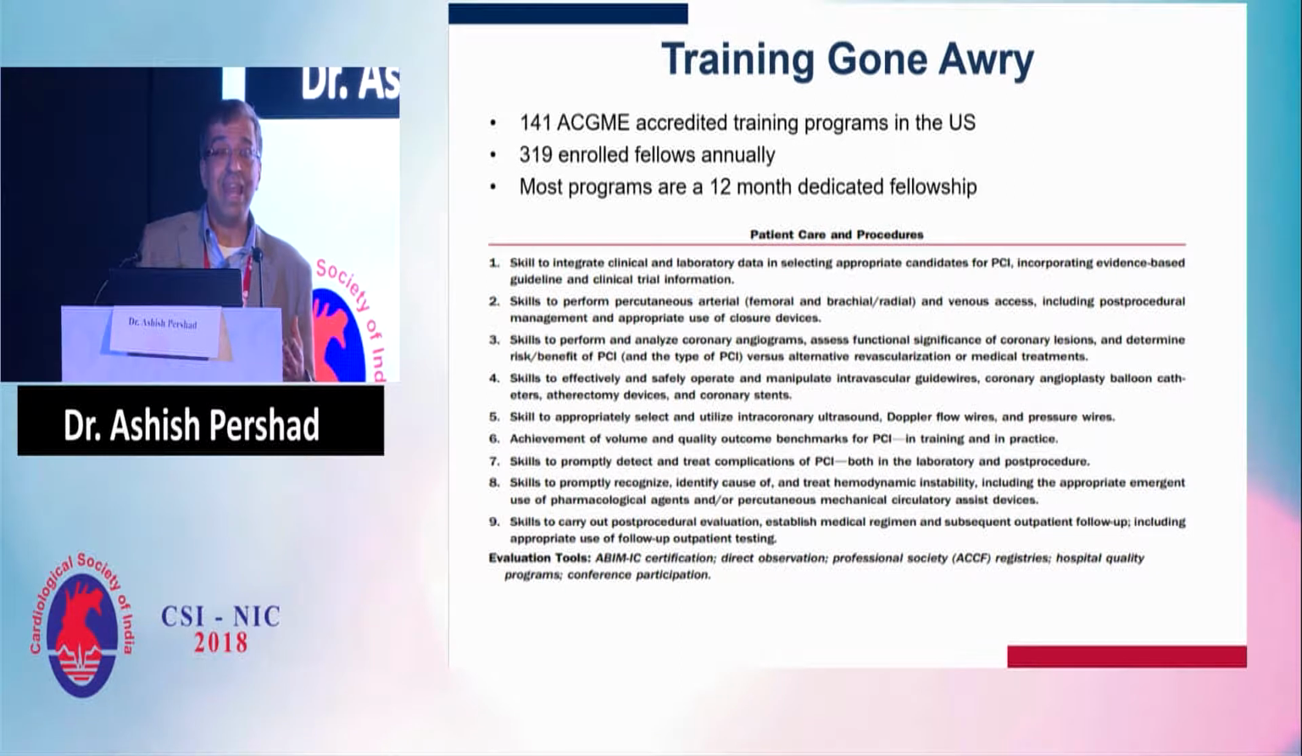So there are 319 fellows that are pumped into the healthcare system for employment annually. Most programs are a 12-month dedicated fellowship, but yet I don't think at the completion of their 12-month fellowship, they're able to do the things that we need. And this is part of the ACGME ABIM certification requirements that's listed in the training. They're supposed to have the appropriate skills to image with flow wires, ultrasound, OCT. They're required to have all the skills to treat complications, both in lab and post-procedure.